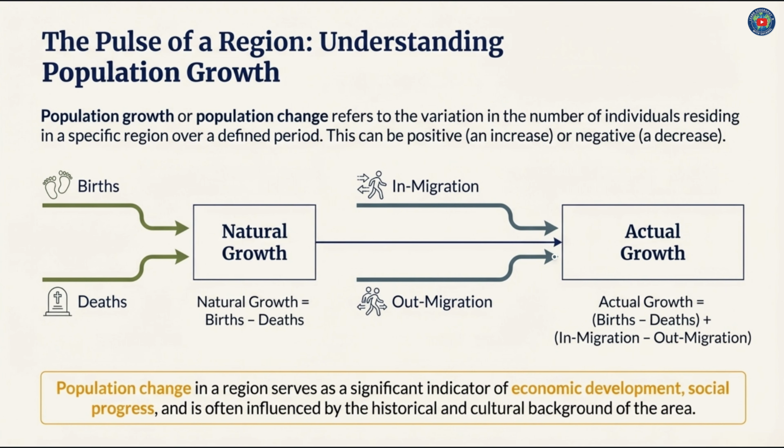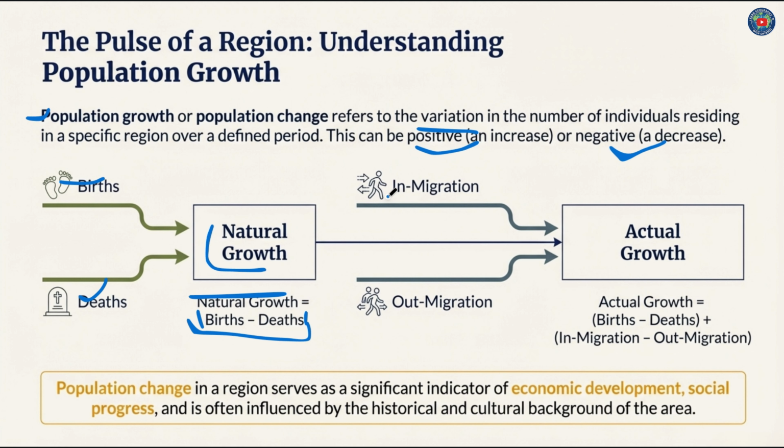The pulse of a region: understanding population growth. What is population growth? Population growth or population change refers to the variation in the number of individuals residing in a specific region over a defined period. This can be positive, that means an increase, or negative, that means a decrease. Natural growth means births minus deaths: total births minus total deaths in a specific region in a specific time.